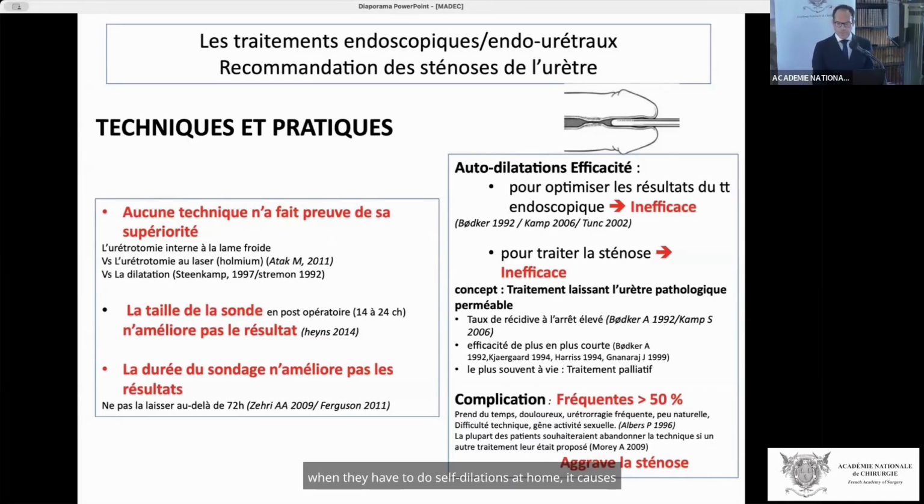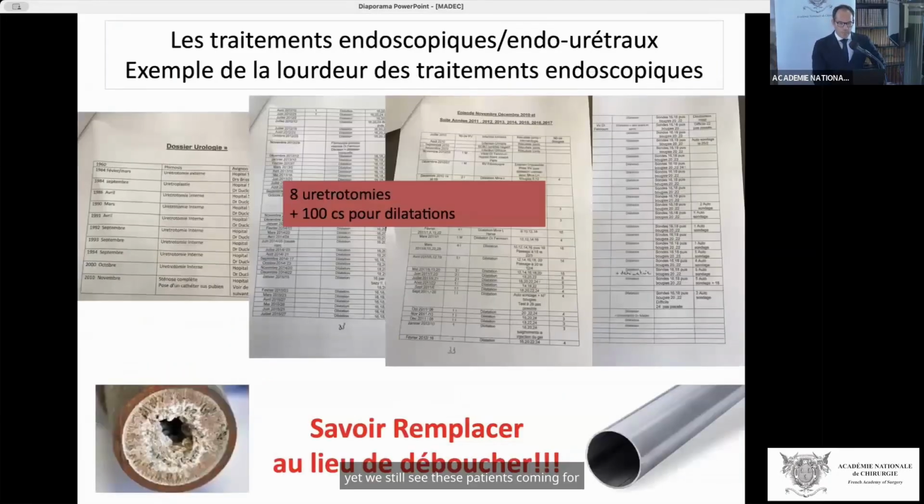When they have to do self-dilations at home, it causes pain and bleeding. It also affects the genital and sexual sphere. And as we saw earlier, it worsens the stenosis. Yet we still see these patients coming for consultations who've had 8 urethrotomies, 100 consultations for dilations, and that still happens. The question also arises because they say, yes, it's the first treatment that should be done.